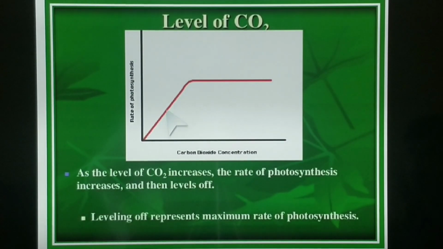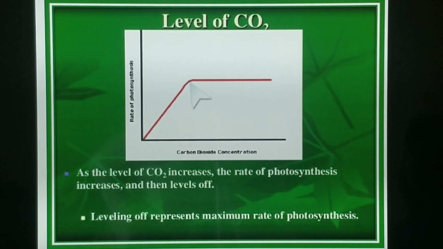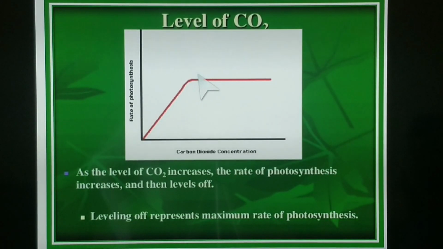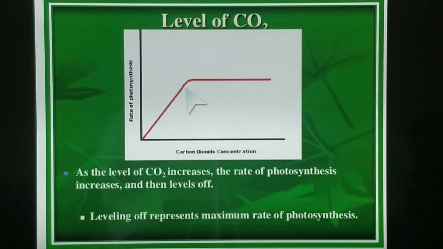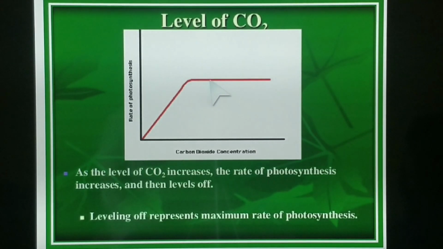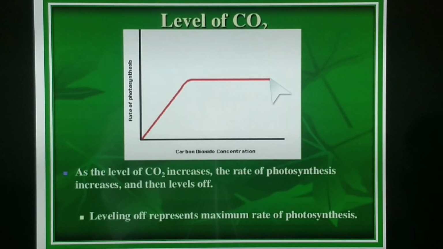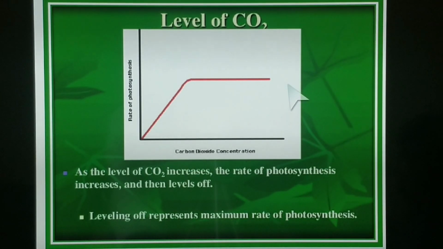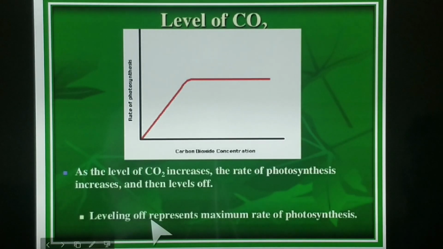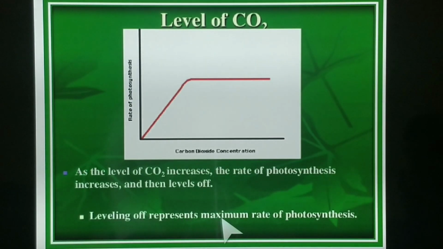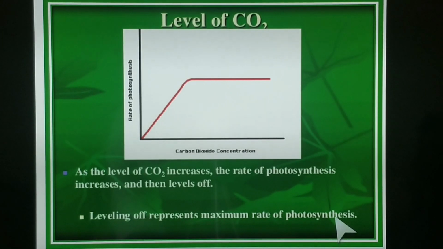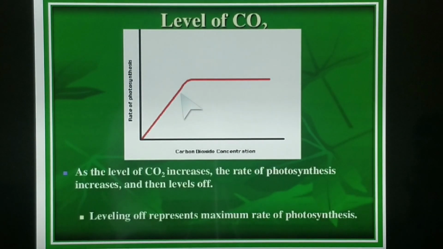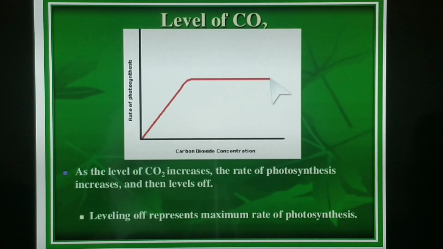The graph displayed here clearly shows that as the level of carbon dioxide increases, the rate of photosynthesis increases and then levels off. Means it becomes steady. There is no change in the rate of photosynthesis. Leveling off represents maximum rate of photosynthesis. Up till here it has reached its maximum. See, this is the leveling off position.